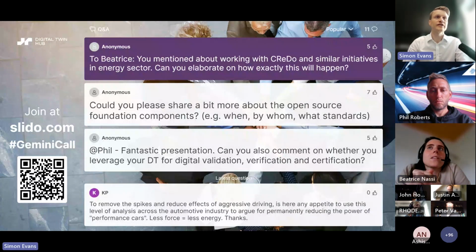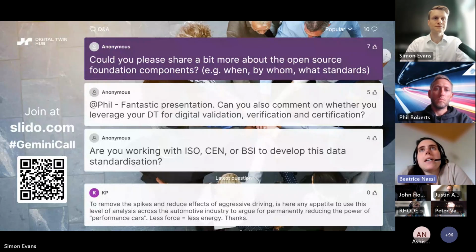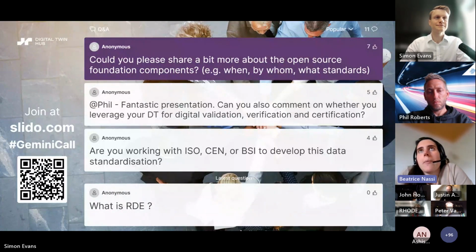Thank you, Bea. Next question again for yourself is, could you share a bit more about the open source foundation components? For example, when, whom, and what standards? Yeah, so all the detail is in development, but the fundamental idea is that the data standardization node needs to be something that can be deployed easily across any organization across the sector. It also needs to be something that is part of a network, so we need to make sure that all of these components remain in sync. We've evaluated a couple of approaches, and we've landed on having the node built on an open source stack as the most viable one for now.